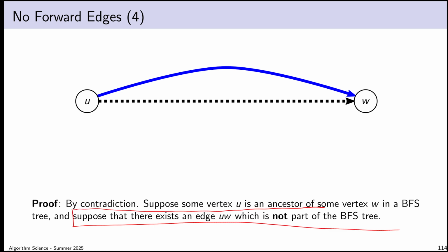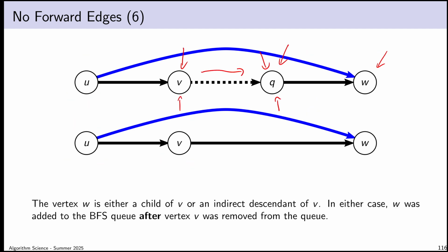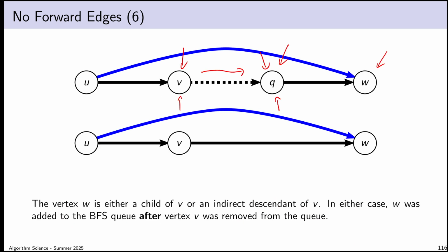I supposed that there exists an edge which is not part of the BFS tree that connects an ancestor and a descendant. We made this assumption, we did some reasoning, and we verified this assumption resulted in a contradiction, which means if this assumption is true, something impossible happens. And the only conclusion we can draw from that is that this assumption is impossible. This can never be true. And so we get our proof.